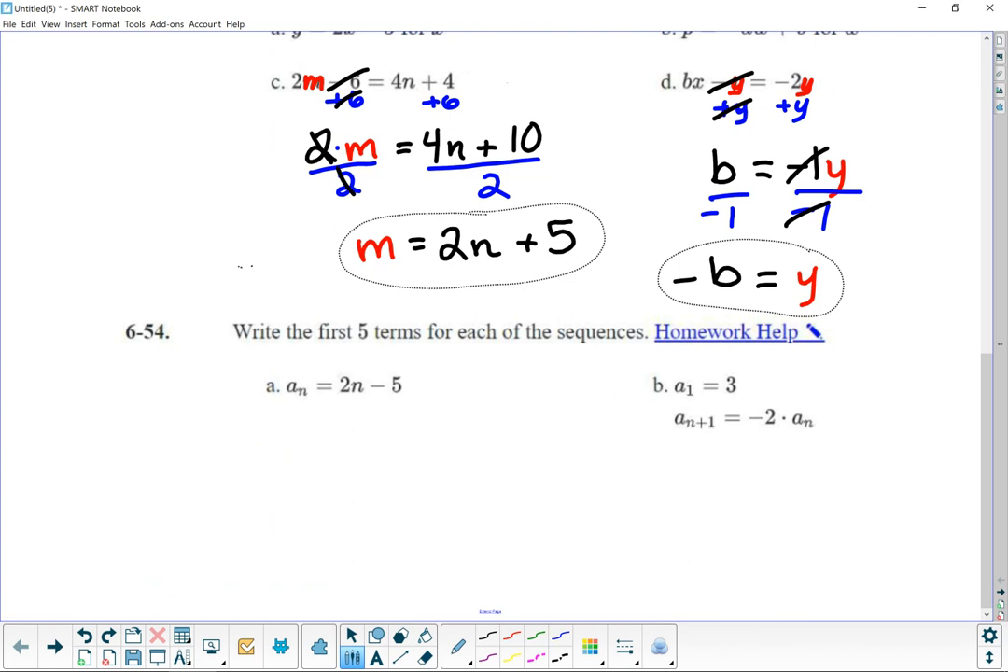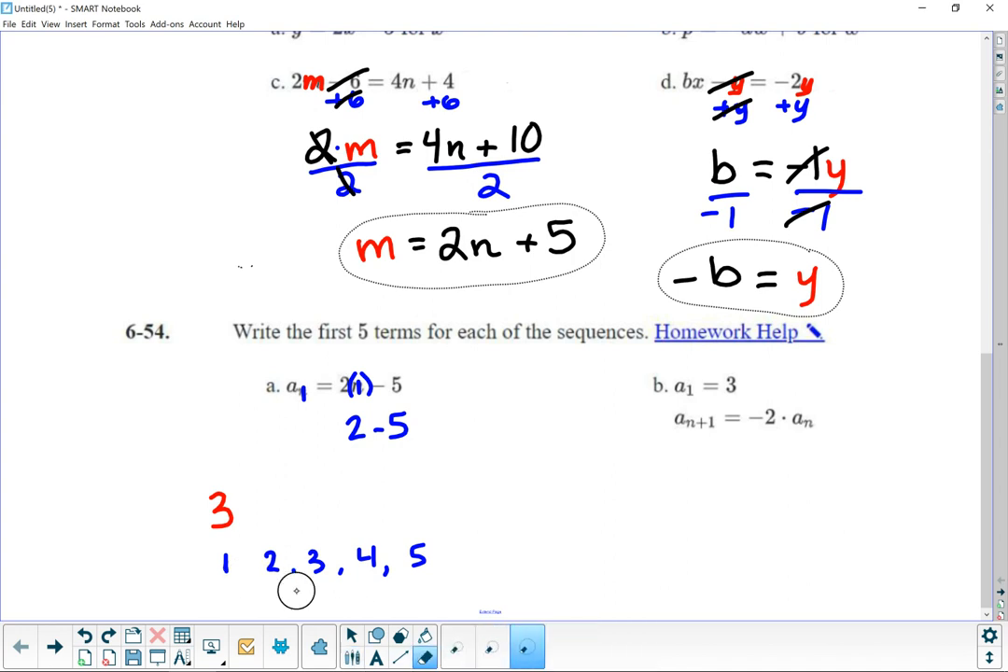Okay, moving on. Write the first 5 terms in the sequence. So the first 5 terms are, the first term is you put 1 in there, you put 2 in there, you put 3 in there, put 4 in there, put 5 in there, right? So meaning if I put 1, so A1, if I put 1 in here, that'd be 2 times 1, which is 2, minus 5. So A1, or the first term, is 2 minus 5, and you get 3. Okay, so the first term is 3, comma.